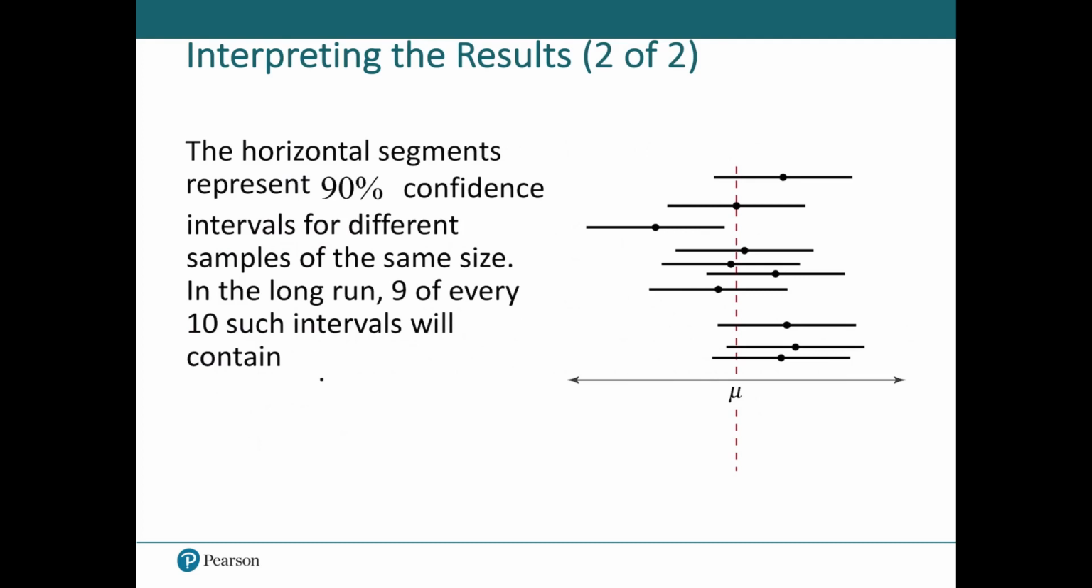So although in my PowerPoint I thought I had a more dramatic example, the horizontal segments represent 90% confidence intervals for different samples of the same size. And in the long run, 9 out of 10, which you obviously know, is 90%.